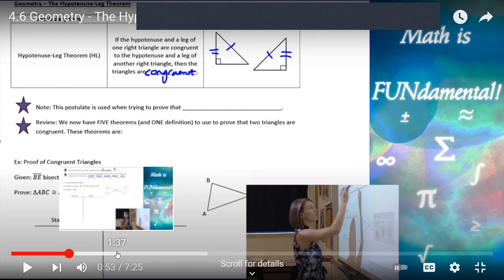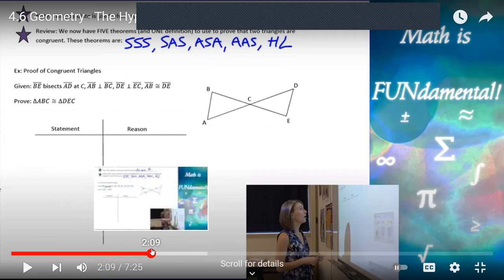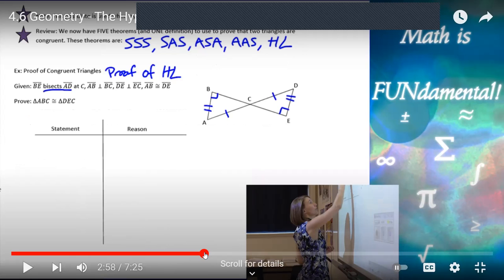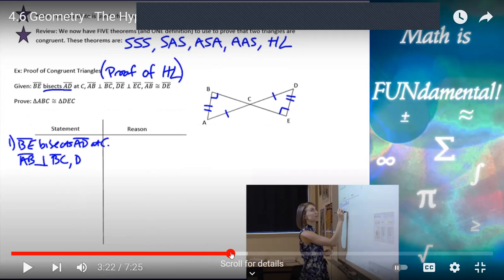Okay, let me see. This one is only an example of how to use the theorem. I think this one tries to use the hypotenuse leg theorem. So the hypotenuse is congruent, and one of the legs is congruent, the one that is close to the hypotenuse. I think this is known here.